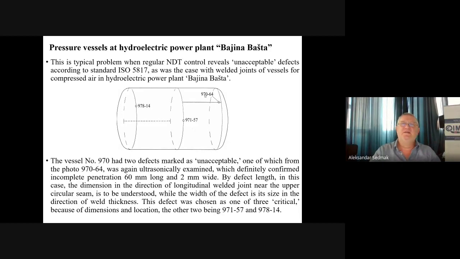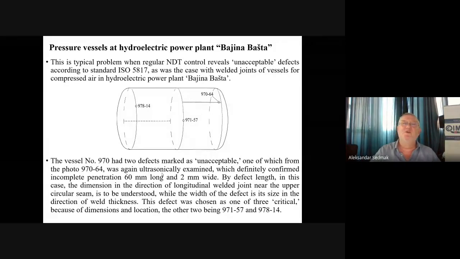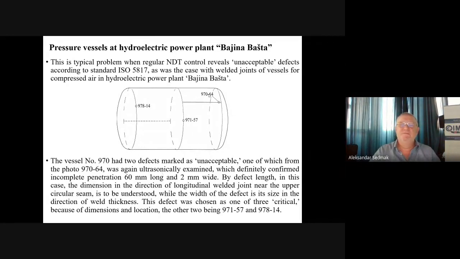The first one, marked as 970/64, was probably the most dangerous, because it was revealed by radiography, and later on it was also ultrasonically examined, and only this one was confirmed by ultrasound. So this is why I will focus mostly on that one.